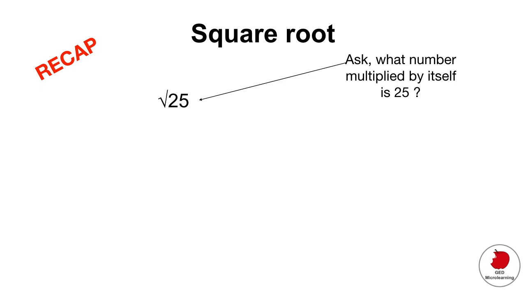Okay, so what is the square root of 25? Of 4, it would be 2, right? Of 9, it would be 3. 100 would be 10, right? And 25 would be 5. Why? Because 5 times 5 is 25, 2 times 2 is 4, 3 times 3 is 9, and 10 times 10 is 100. Okay, so remember, ask yourself what number multiplied by itself gives you that number under the square root.